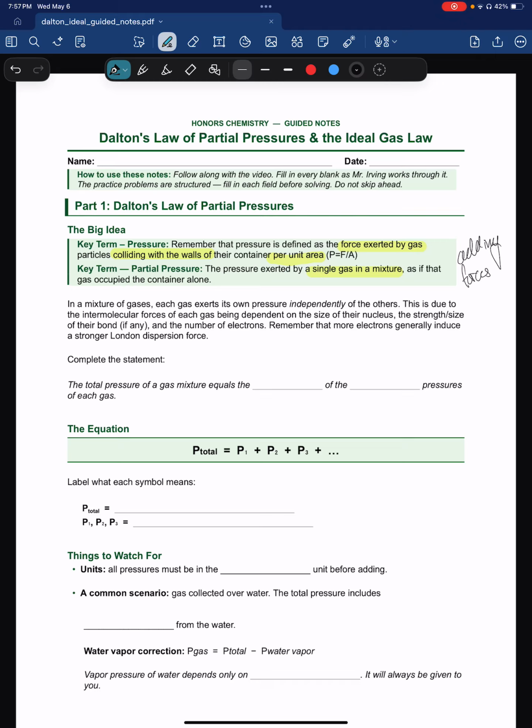All right, so before we go any further, I want to see if you can go ahead and fill this in on your own. Take a guess. The total pressure of a gas mixture equals blank of the blank pressures of each gas.